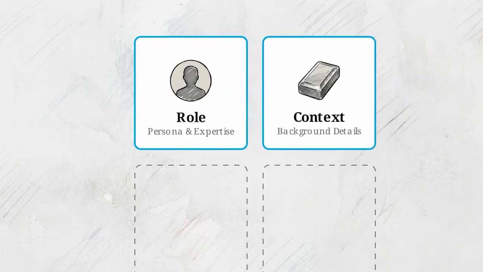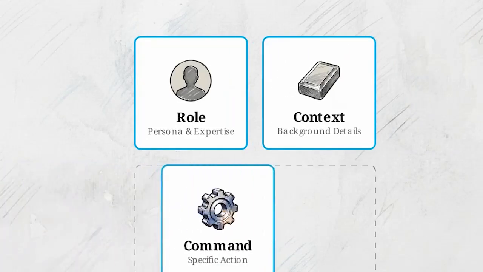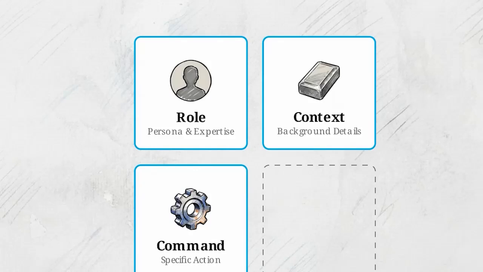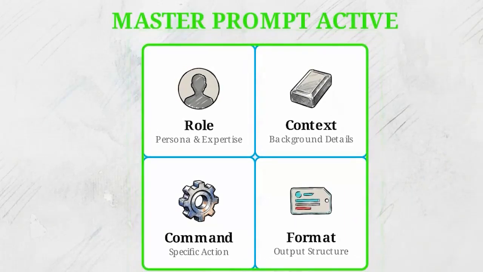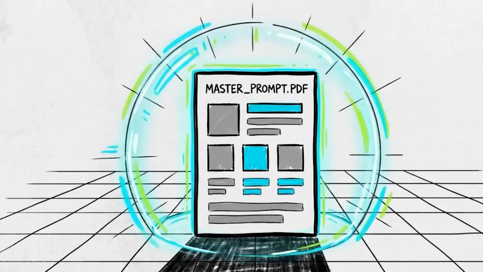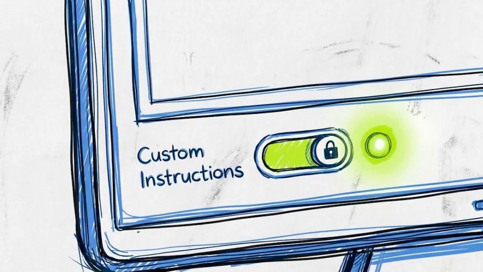First is the role, who the AI needs to be. Second is the context, the background details. Third is the command, the specific action required. And fourth is the format, whether you need a table, PDF, or code. Saving these 4 pillars into a single document provides a reference layer for every future interaction. The AI no longer needs to guess the parameters of your business because they are hard-coded into the initial prompt.